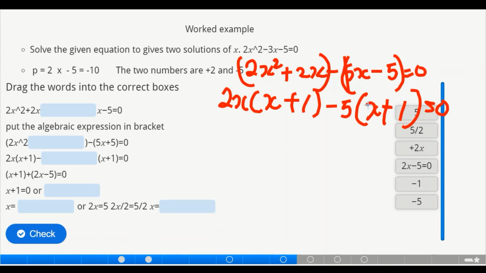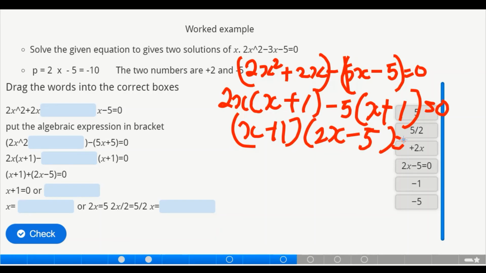If you look at this, we have a common term inside the bracket. So we pick one of the common terms and the value outside the bracket. So we have (x plus 1)(2x minus 5) equals 0. Now, let's equate them to 0 and see the value of x each.